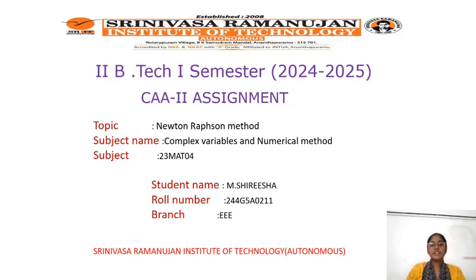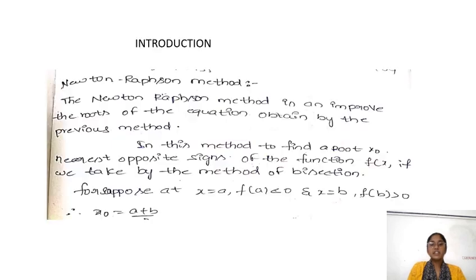Today, my topic is the Newton-Raphson method. Introduction of the Newton-Raphson method: the Newton-Raphson method is an improvement on the root of the equation obtained by the previous method.